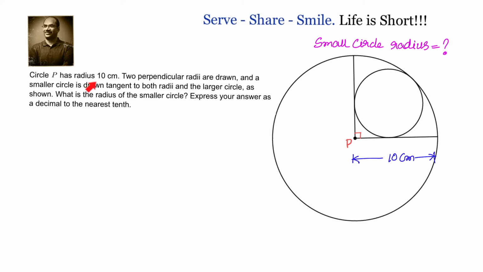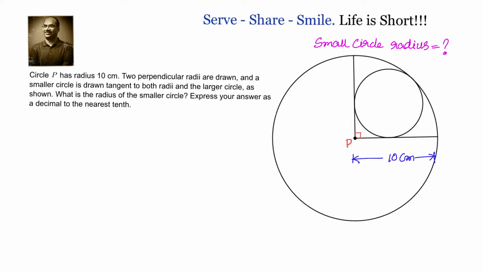Circle P has radius 10 centimeter. Two perpendicular radii are drawn and a small circle is drawn tangent to both radii and larger circle as shown. What is the radius of the smaller circle?